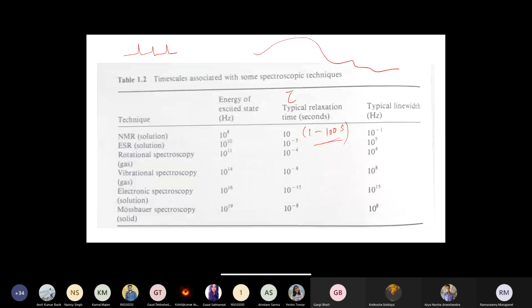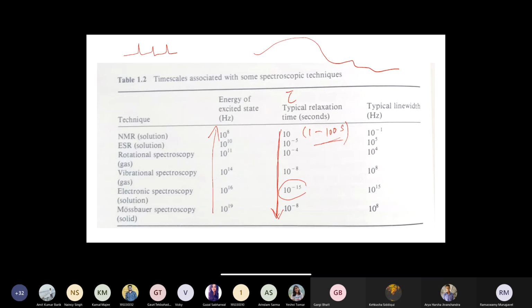Okay, so I showed this table, right? Can you hear me now? Yes, sir. So the relaxation time also, the energy increases as you go from top to bottom. The energy that is required to excite the molecule increases, but the tau decreases.